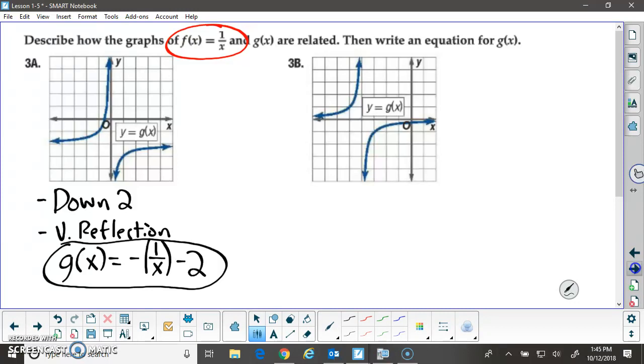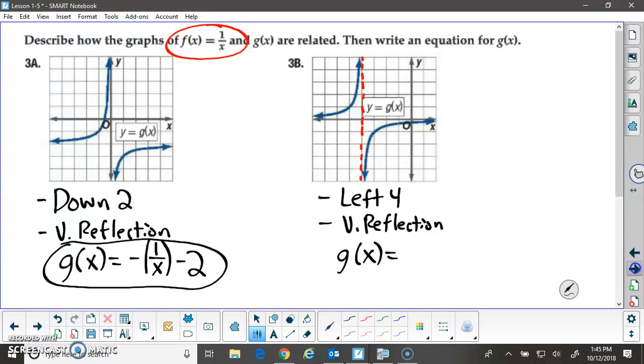So if we move on to example 3b, can you tell that this has been shifted to the left 4 units? Because that's the vertical asymptote, and normally the vertical asymptote is at 0. So we're going to say that this has been shifted to the left 4. And then again, there's also a vertical reflection. So my equation would look like this. G of x equals negative 1 over x plus 4. So again, you can see that negative sign's on the outside, the plus 4 is on the inside, moving it left 4. So that would be our equation.